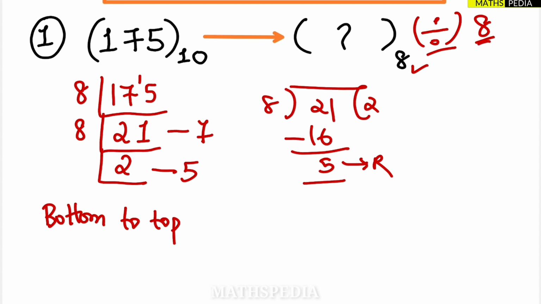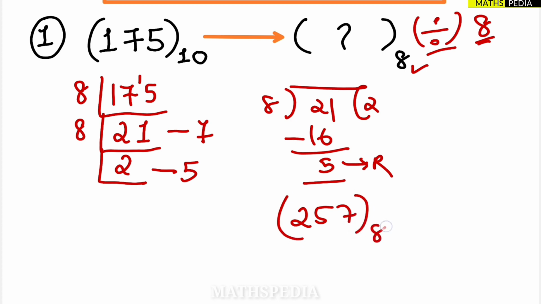Bottom to top, so which numbers do you have to take? Not 5 and 7. You have to start from 2, then 5, then 7. You have to consider 2 since it is not divisible by 8. So 2 5 7. If you are getting confused with the 2 5 7, you can do one more step here. Otherwise you consider 257 as the answer. From bottom to top you write, and the base will be 8. This is the final answer.